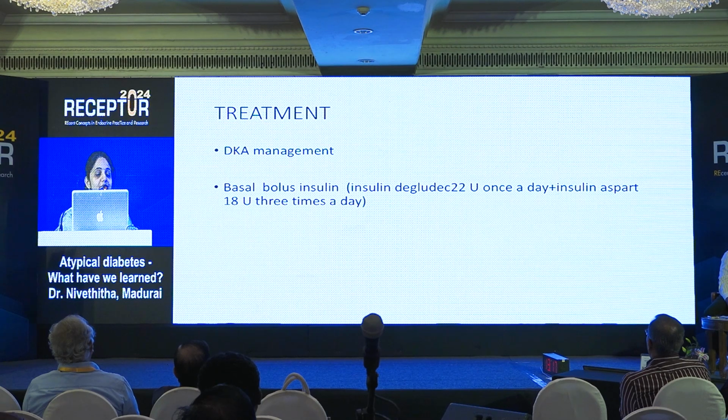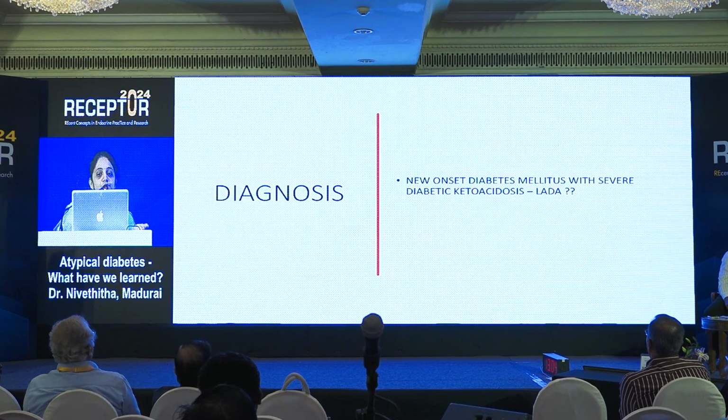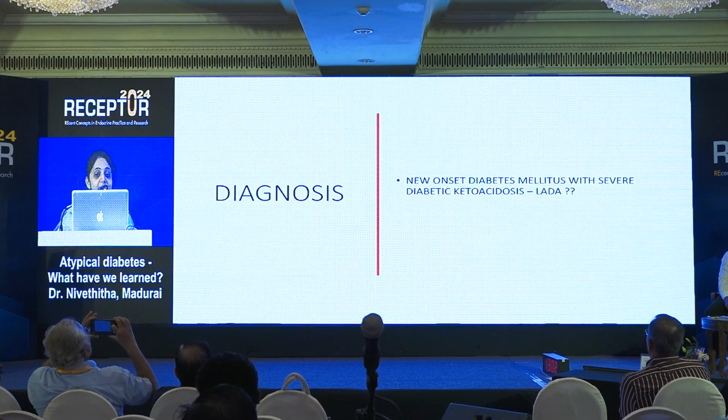Initially we thought he might have LADA, which we had seen before, in a 40-year-old male. So the management was done as DKA and he was put on basal bolus insulin. So this is how it was treated. Early onset diabetes mellitus with severe DKA, maybe LADA. So this is what was kept in mind.